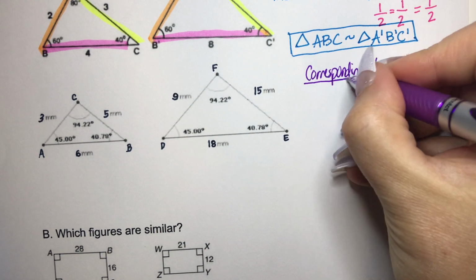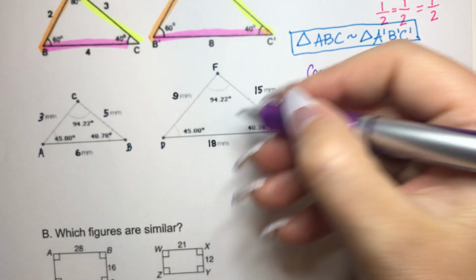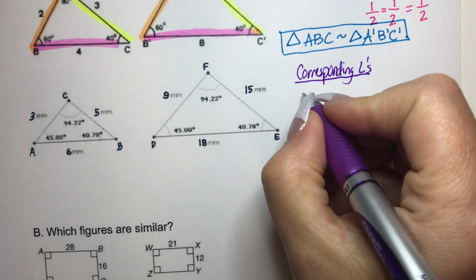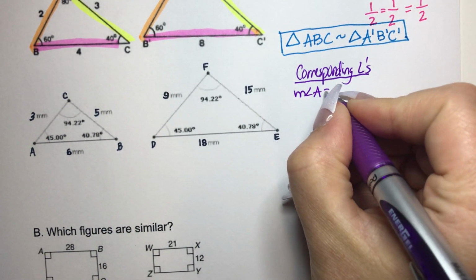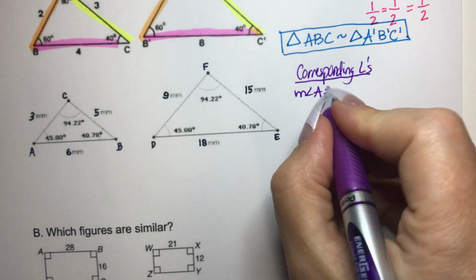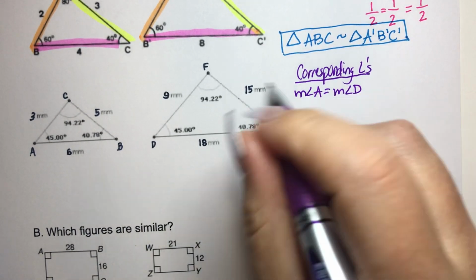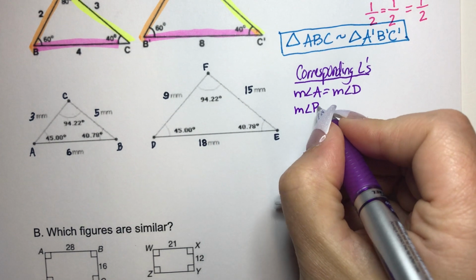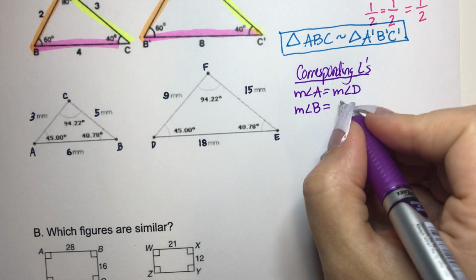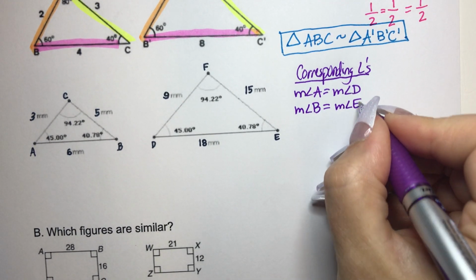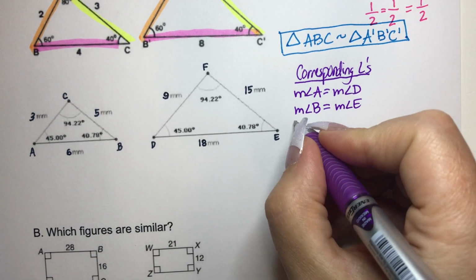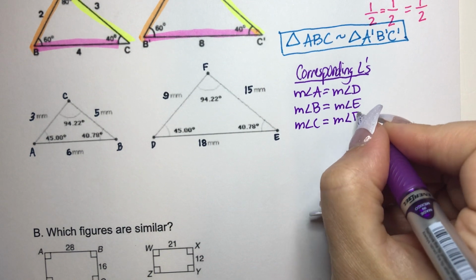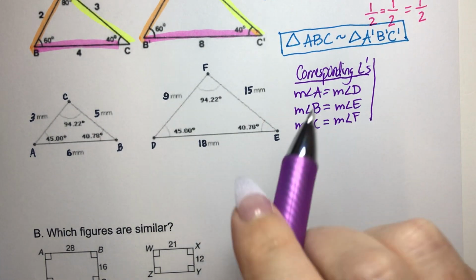So let's see here. We're going to say corresponding angles. Okay, so that is going to be measure of angle A. Measure of angle A is equal to 45 is equal to measure of angle D. I'm going to say B. Measure of angle B is equal to measure of angle E, and measure of angle C is equal to measure of angle F. Okay, so that's perfect there.